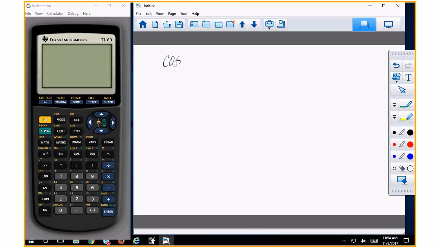Cosine of 3x in terms of cosine of x. Now, first of all, you've got 3. There is no identity that has cosine of 3x or 3 theta. So that means you're going to have to rely on another identity to bust up that group. So what would that be?